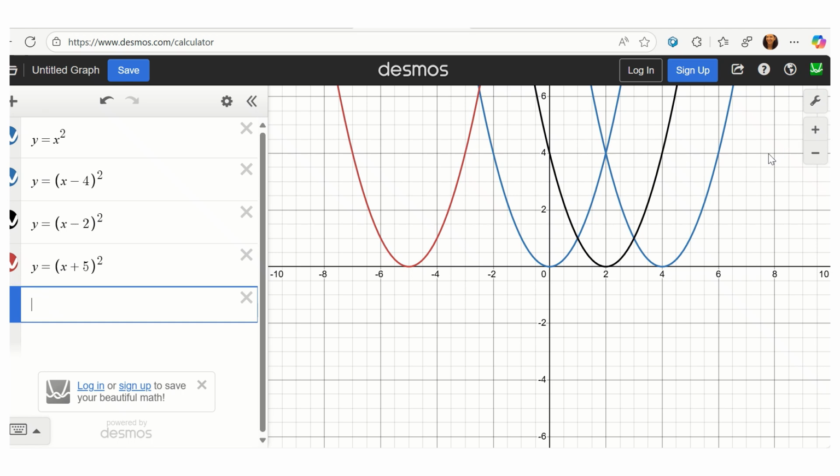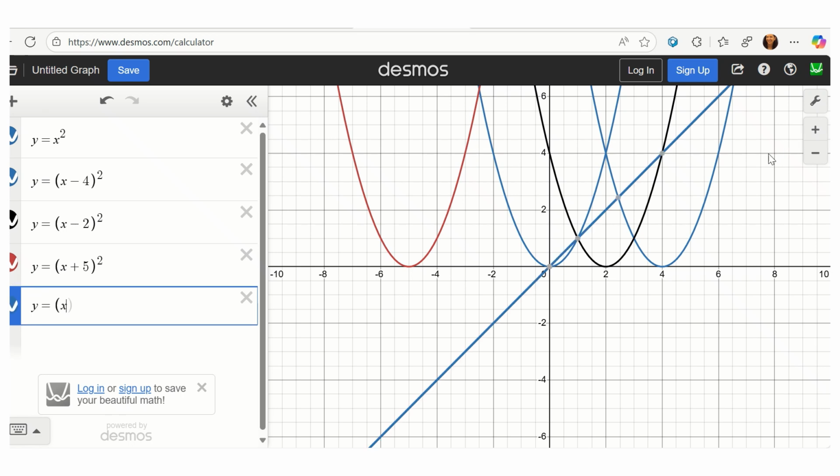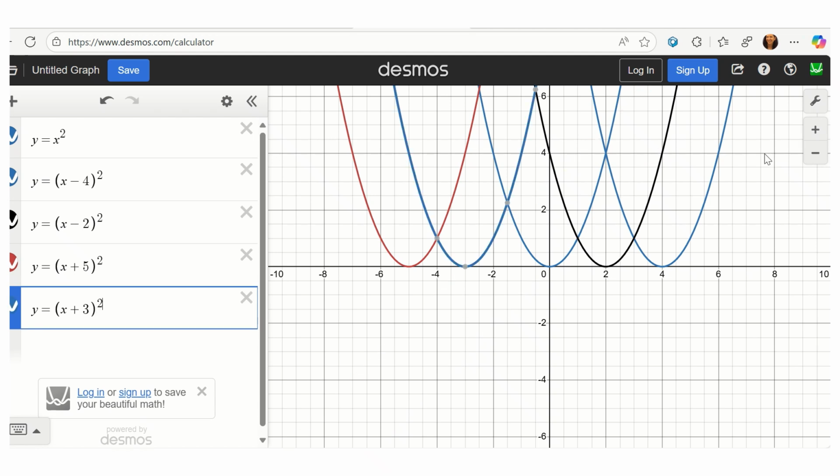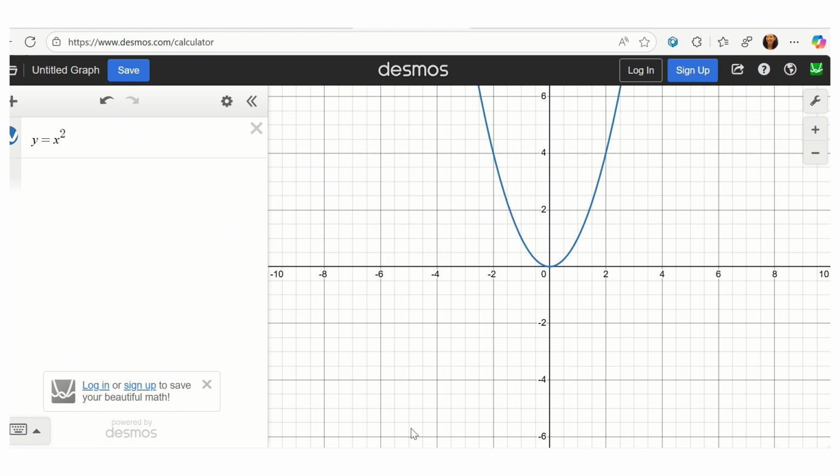And the last one here is x plus 3. And as projected, that one went to the left 3. So when we're working inside the squaring, subtracting will make it go to the right, and adding will make it go to the left, which is what I call counterintuitive. It's not what you expect, but it is what happens.